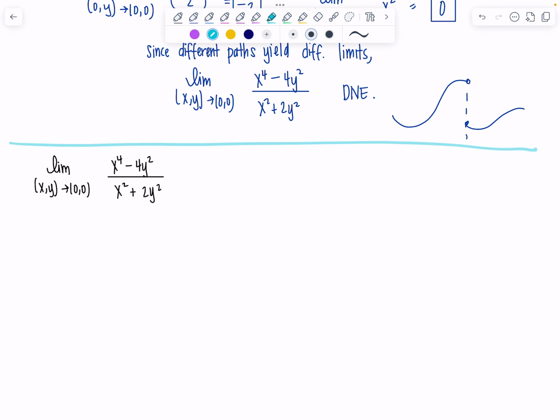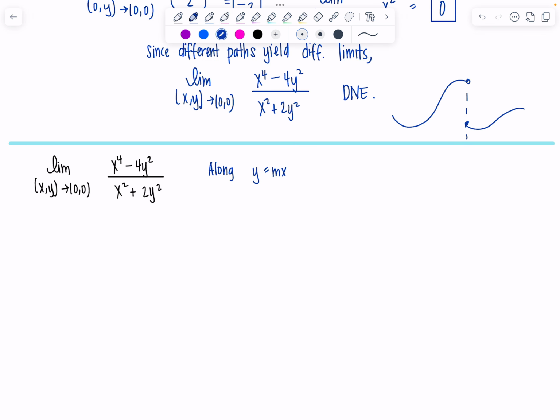Okay. So in this case, we're approaching (0, 0). I'm going to go along a general linear path, y equals mx. So obviously this would not apply for vertical lines. This is just along any line where the slope is defined. And we can see here, if x goes to 0, y is equal to mx, so y would be going to 0 as well. So this is an appropriate path to choose for this limit. So we're going to look at the limit as (x, mx) goes to (0, 0), and now substitute in mx for all the y's. So we'll have x to the 4th minus 4 (mx) squared over x squared plus 2 (mx) squared.